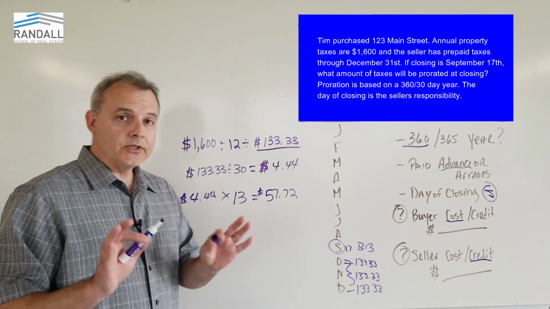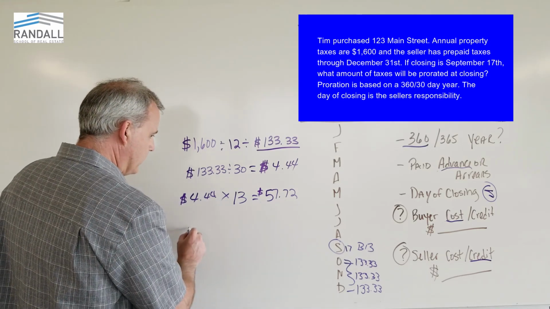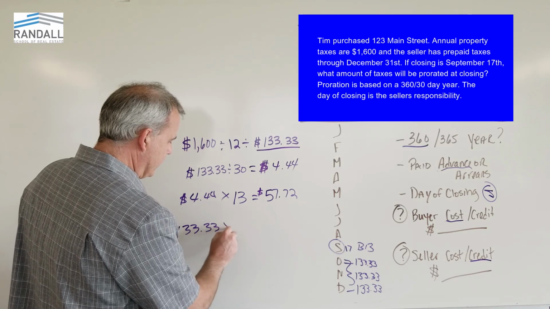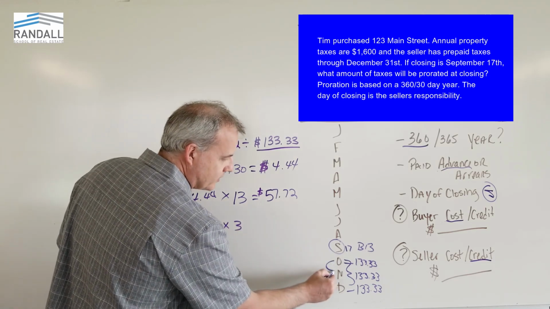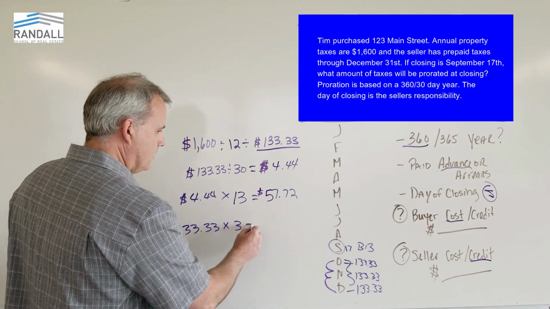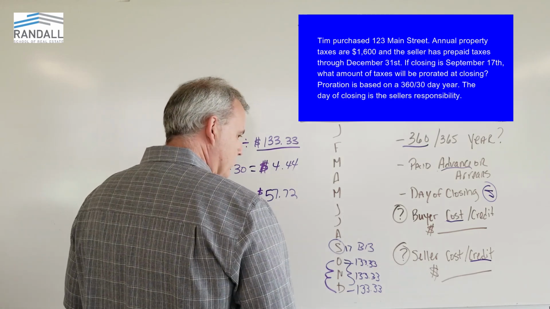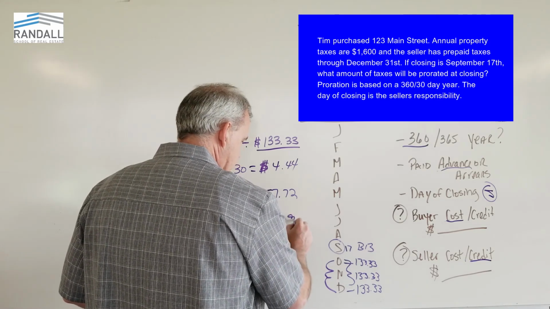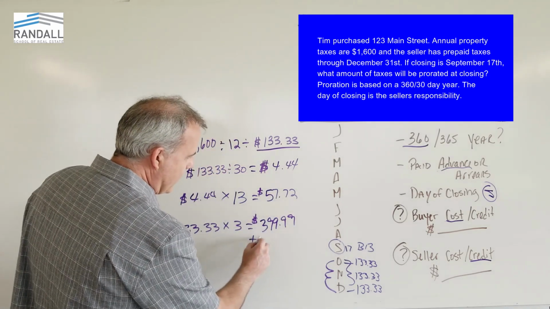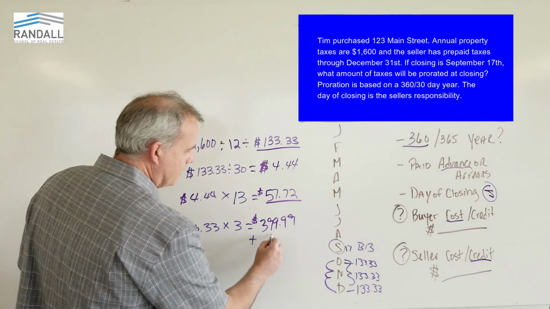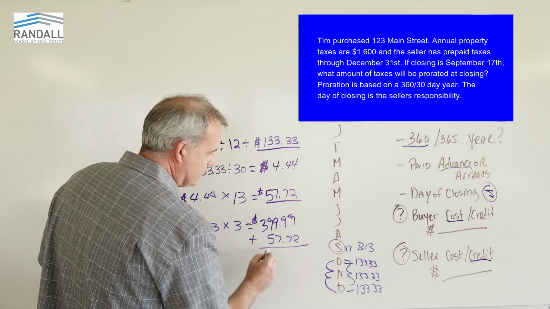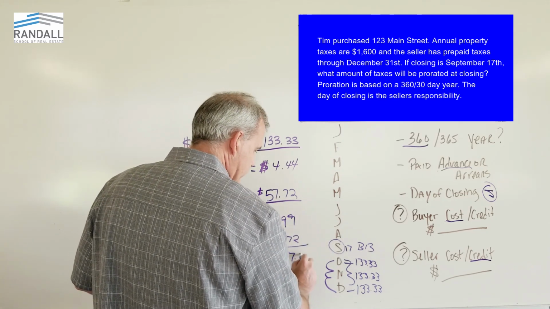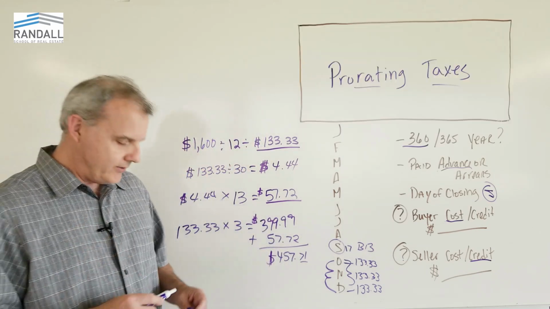So here's what we're going to do. To find out the total amount that's owed, we're going to take $133.33, which is our monthly rate, and multiply it by 3 full months, which is October, November, December. That should give us a total of $399.99. Then we're going to add in our month of September, $57.72. When we add all of this up, that should give us a grand total of $457.71. I'm pretty sure I did the math right there.